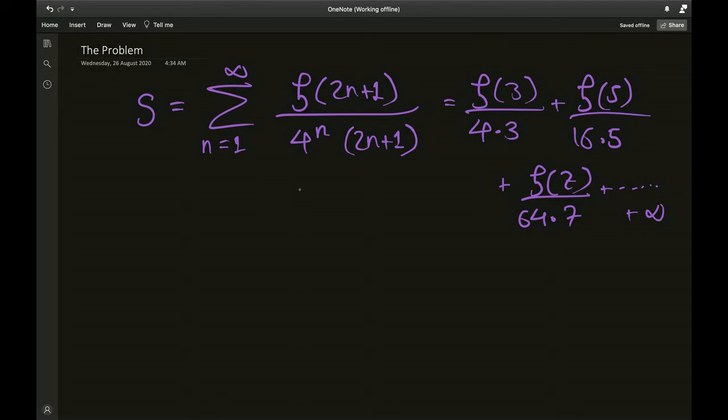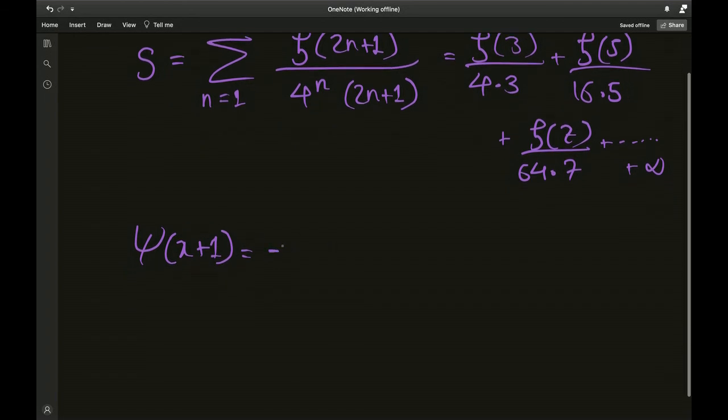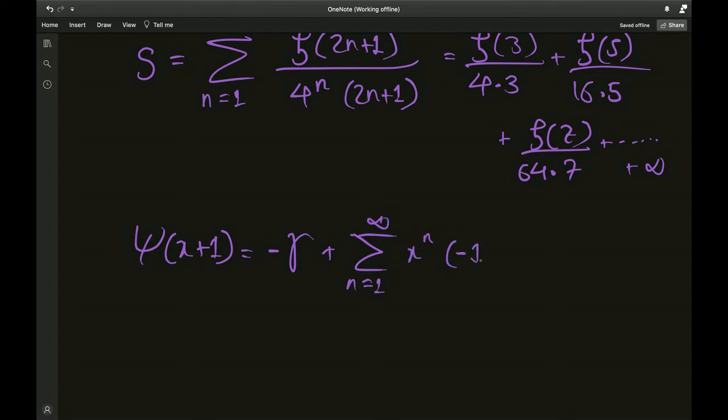Okay, so if you've watched the last video, you might remember what I'd said in that. If we have an infinite series which has a Riemann zeta associated with it, we can, or rather we should, use the Taylor expansion of the Digamma function. So that's minus Euler-Mascheroni plus the sum from n equals 1 to infinity of x to the n, times minus 1 to the n plus 1, times Riemann zeta of n plus 1.